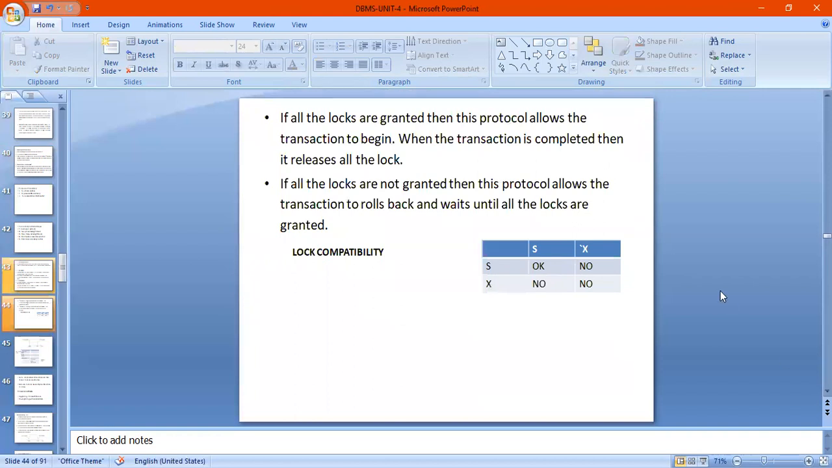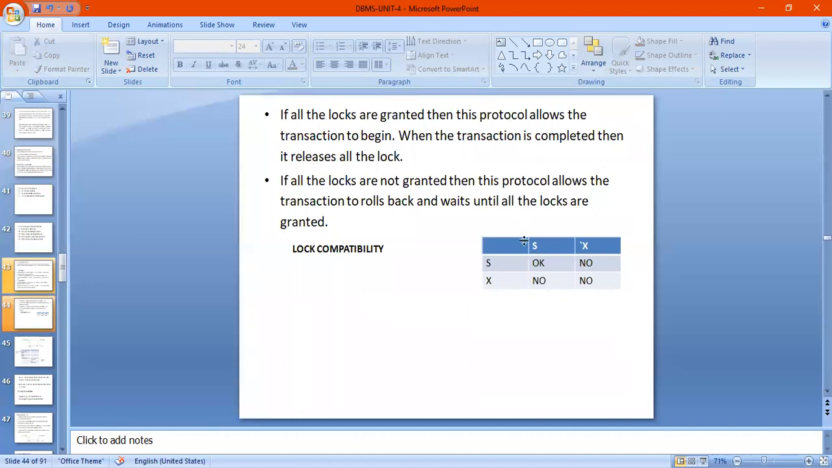If all the locks are granted, then this protocol allows the transaction to begin. When the transaction is completed, it releases all the locks. If all the locks are not granted, then this protocol allows the transaction to roll back and wait until all the locks are granted. This is called lock compatibility.